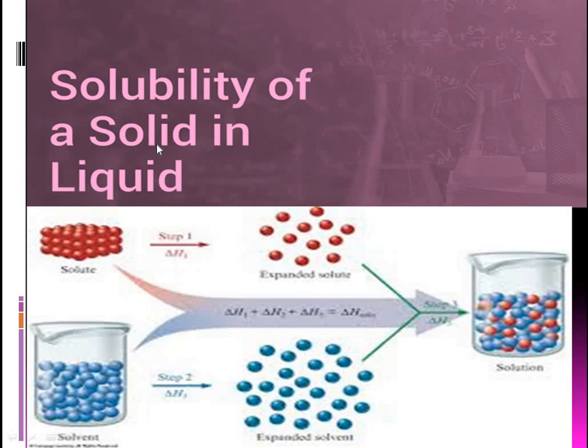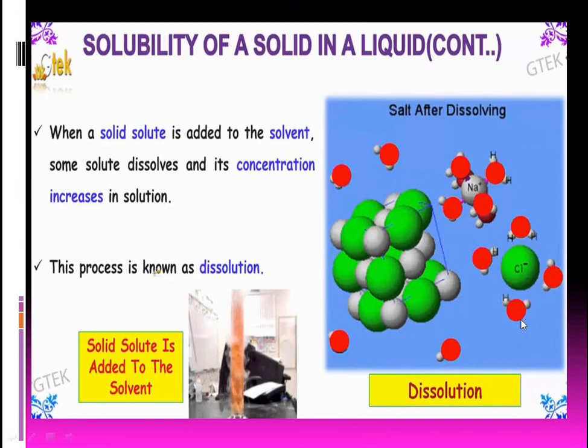Now, the types of solubility. The first type is the solubility of a solid in a liquid. We have a solid solute and a liquid solvent, and we put this solute into the solvent. We get this type of holes, and they mix with this, and the solution will look like this, with blue and red balls, solute and solvent mixed here. This is what we have seen: when a solid solute is added to the solvent, some solute dissolves and its concentration increases in the solution.